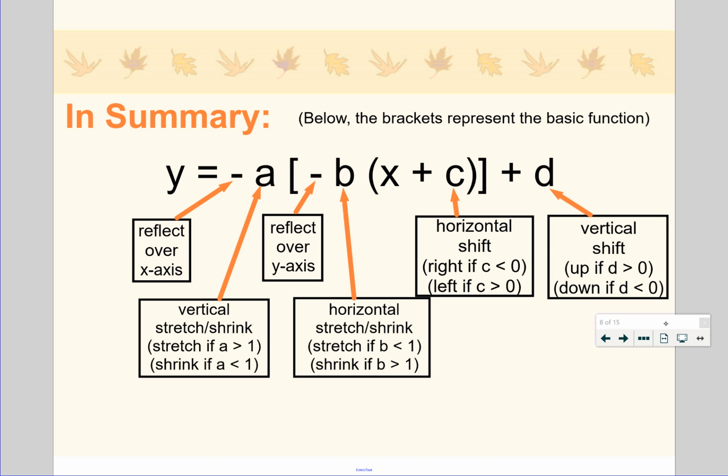Numbers that are added or subtracted inside are going to move us left and right. Numbers that are added or subtracted on the outside are going to do our vertical shifts, move us up and down. So I'll give you a couple minutes, get that written down. You're pretty much going to use this chart, this set of information, for almost every single homework problem in 2-7.